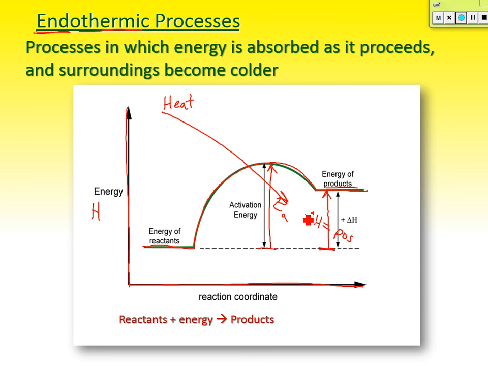Heat is entering. Now, if you take the heat away from the surroundings, does that make the surroundings hot or cold? Yeah, you're taking the heat away from them. It's going to make them cold. So if you do a chemical reaction and you watch the temperature fall, that's a dead giveaway that it's an endothermic reaction.